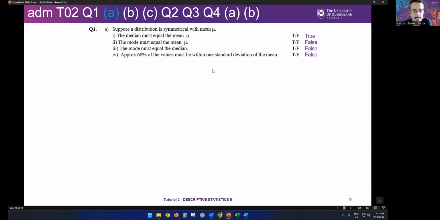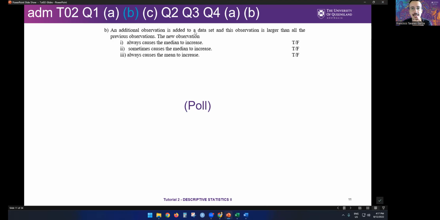Let's go to the next one. An additional observation is added to the data set, and this observation is larger than all the previous observations. So we added a new one. Let me launch the second one here. You can start voting. We had our data, and then we added another one, which is larger than everything we had before. The new observation always causes the median to increase. Second, sometimes causes the median to increase. And third, always causes the mean to increase.